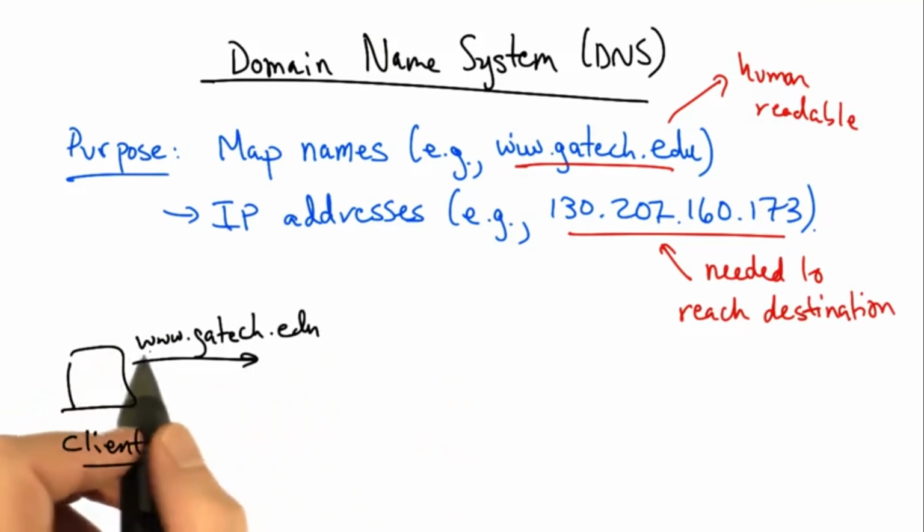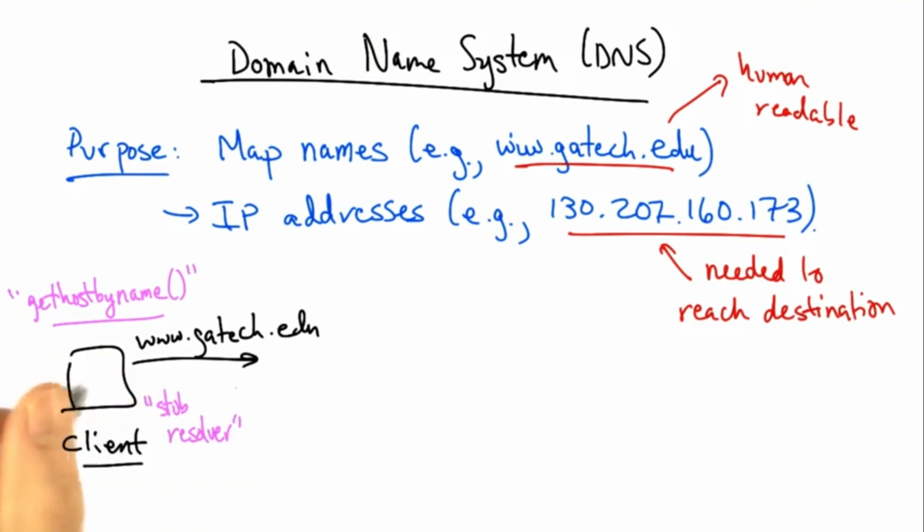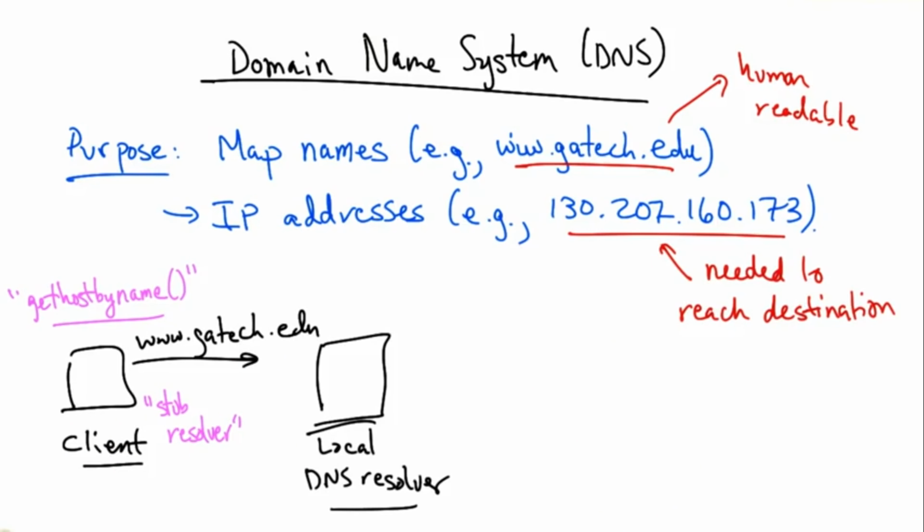A client might want to look up a domain name, such as www.gatech.edu. A networked application's source code might do so by invoking a function such as getHostByName, which takes as an argument a domain name and returns an IP address. The client typically has what's called a stub resolver, and that stub resolver takes that name and issues a query. The stub resolver might have cached the answer, or the IP address corresponding to this name, but if not, the query is sent to what's called a local DNS resolver.